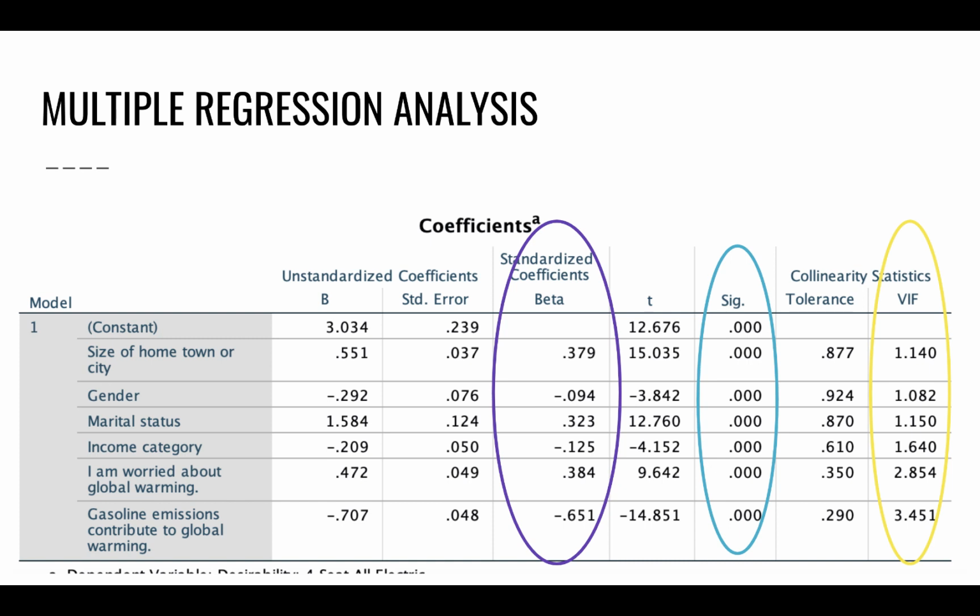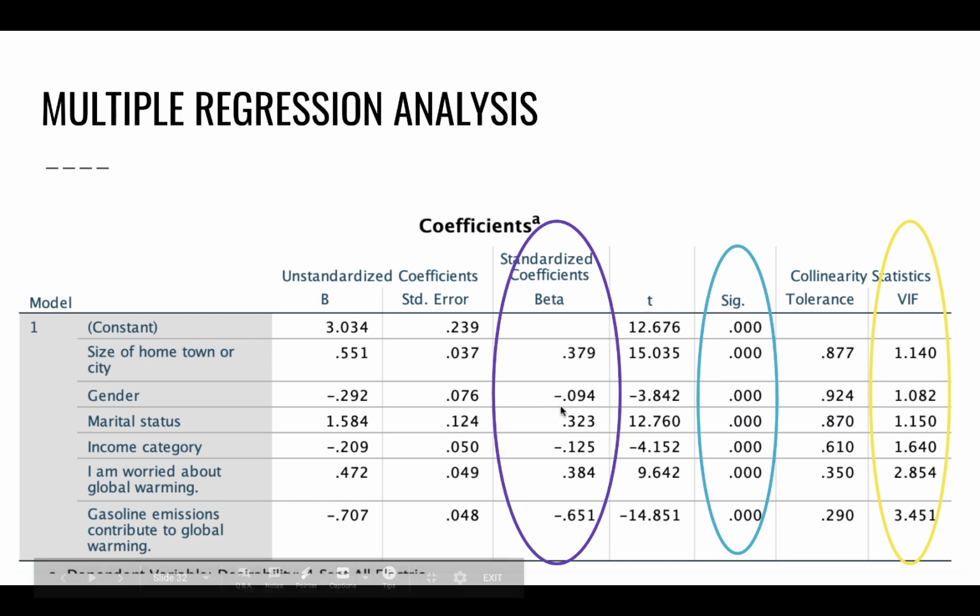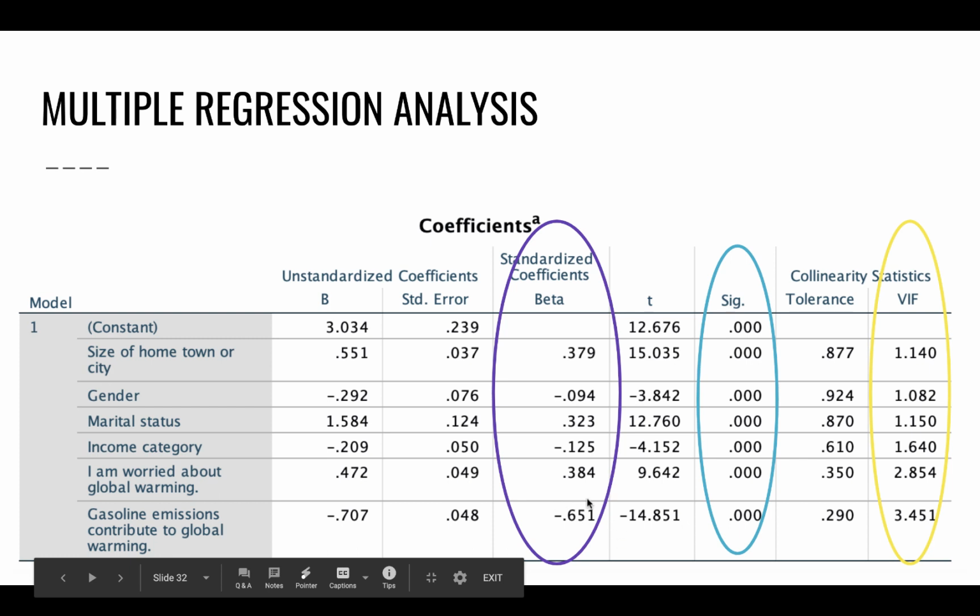This is interesting. I would expect people who feel strongly about gasoline emissions contributing to global warming to be more interested in an electric car, but maybe they just don't want a car altogether. So this is part of the interpretation of your results. Looking at the sign of your standardized beta coefficient will tell you whether your effect is positive or negative for that variable, and the strength of your prediction is indicated by the absolute number here. So the strongest predictor being gasoline emissions contributing to global warming.